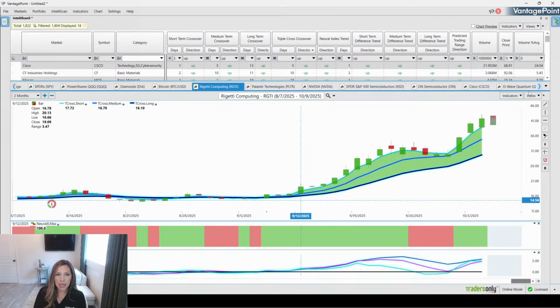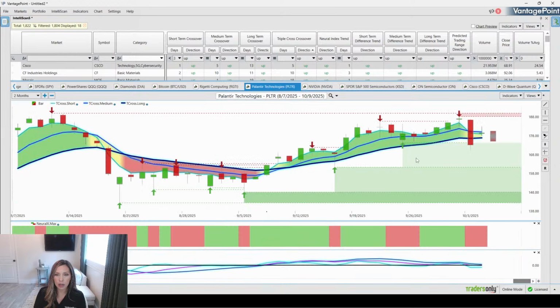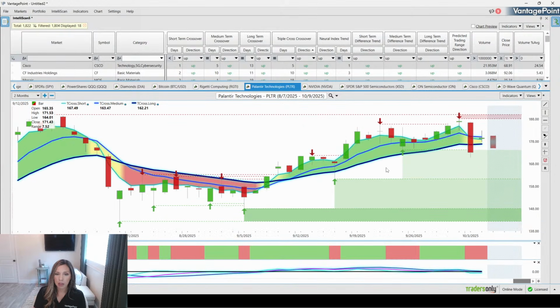RGTI, we've looked at Palantir. Let's jump into Palantir, right? PLTR is a big one that you can, again, potentially identify those stronger opportunities where we do have a bullish trend. Our triple cross is up. Price action is actually still above that T cross long level.